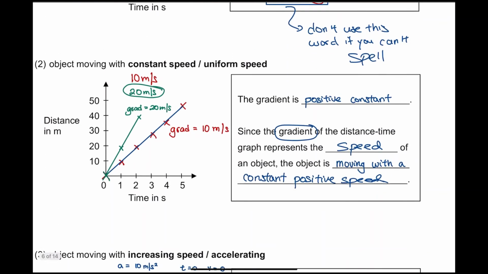When an object is moving at a constant speed, for example, I am moving at 10 meter per second. At time 0, I am at 0. After 1 second, I will have moved 10 meter.